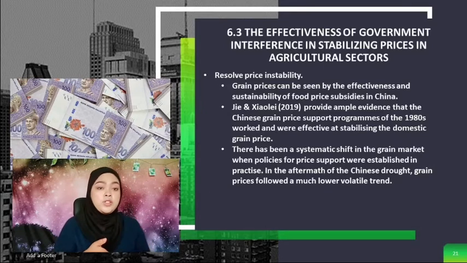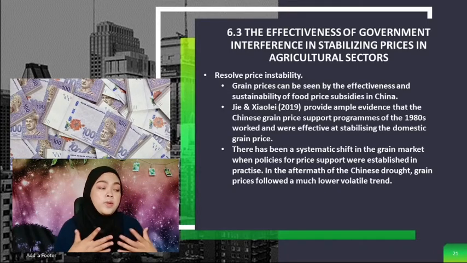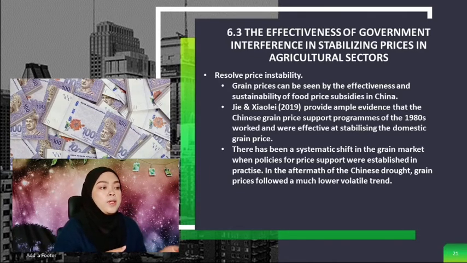Justification for government intervention in stabilizing prices in the agriculture sector: we can see that it is important. For example, as an indication that government intervention can help to resolve price instability, we can look at grain prices and the effectiveness and sustainability of the food price subsidy in China, where since the 1980s China's agriculture has continued to prosper. As China's grain market opened, the relationship between China's grain market and the world grain market became more valuable. As a result, Chinese domestic grain prices fluctuate, so it has a strong effect on the global economy. So the stability of the domestic grain market was not only the Chinese government's responsibility but represents an international concern.